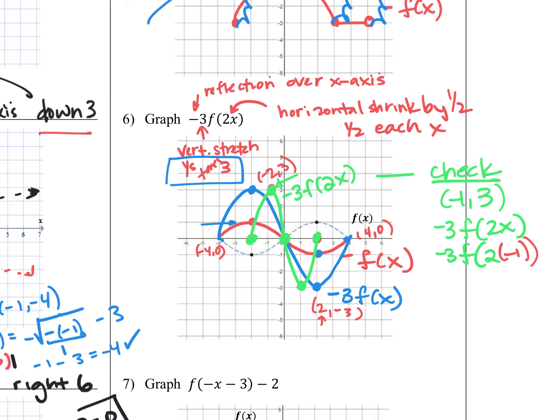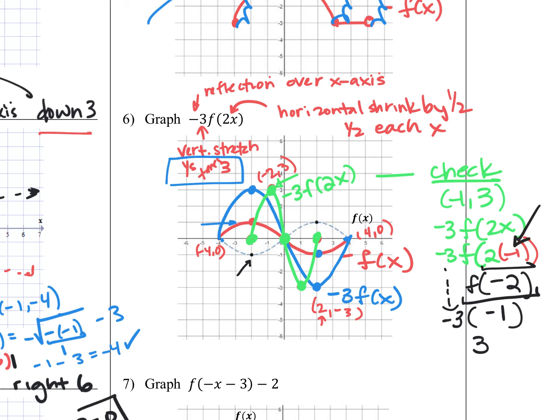Well, let's see what happens here. 2 times negative 1 is negative 2. So we want to know what f of negative 2 is. That's going back to our original blue function that was dotted. f of negative 2 is right here at negative 1. So when I plug in a negative 2, I get a negative 1. And so then I'm saying, okay, let's take negative 3 times that negative 1, because I'm just following that, which equals positive 3.